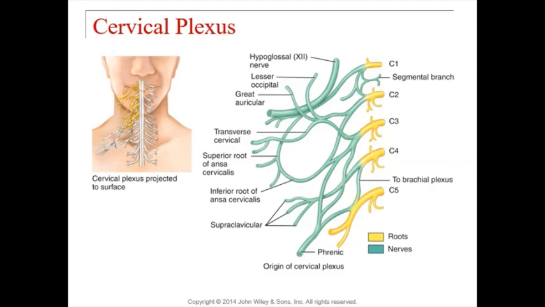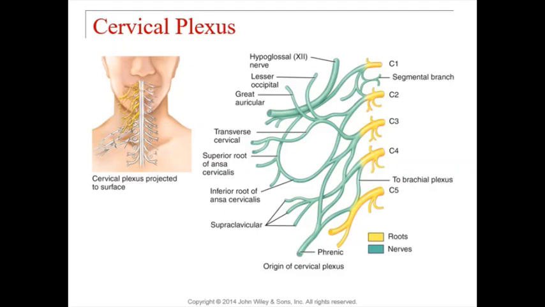It's called cervical. Remember, that was the regional term for neck. So a lot of the nerves coming off your spinal cord in your neck are going to make up what we call the cervical plexus. So which nerves? Remember, you've got to know what spinal nerves form it.